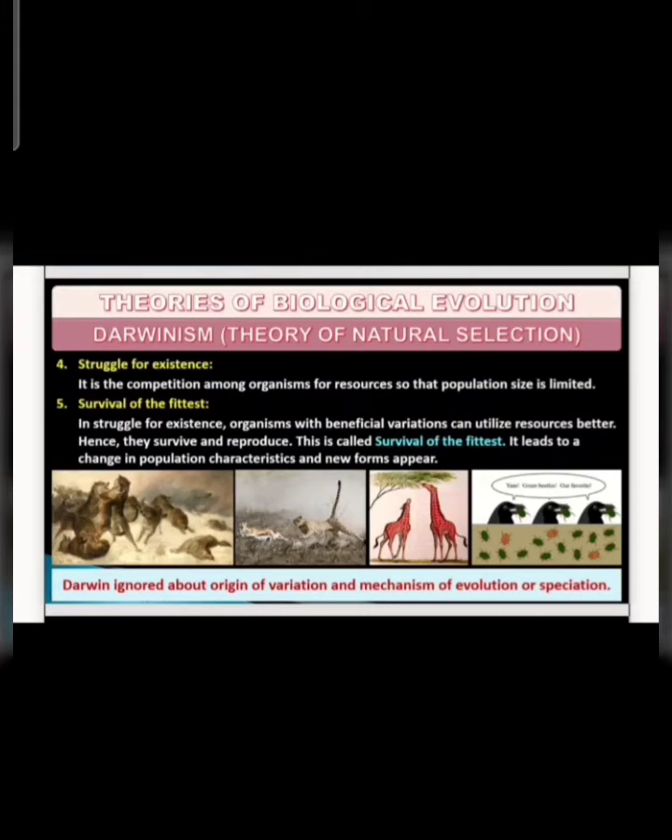So Darwin ignored the origin of variation, the mechanism of evolution, and also speciation. You should remember this. What are the points that Darwin ignored when it comes to natural selection? He ignored the origin of variations like mutations. He did not think about how mutations may occur for the organisms to resist.